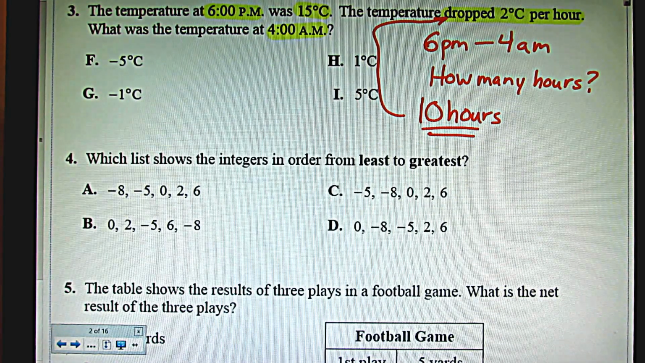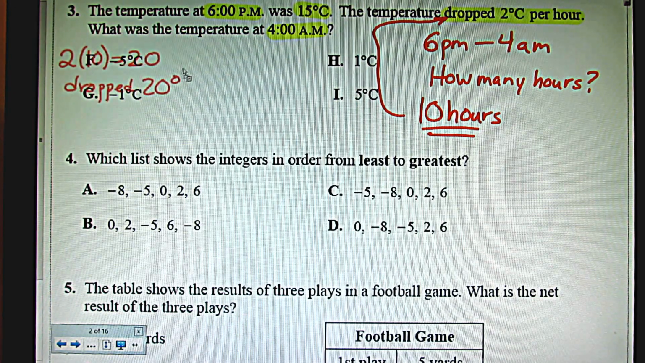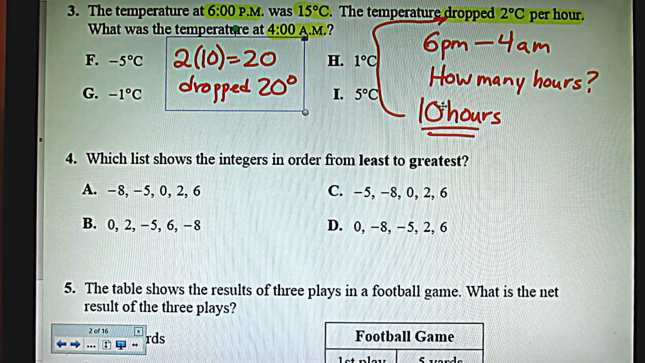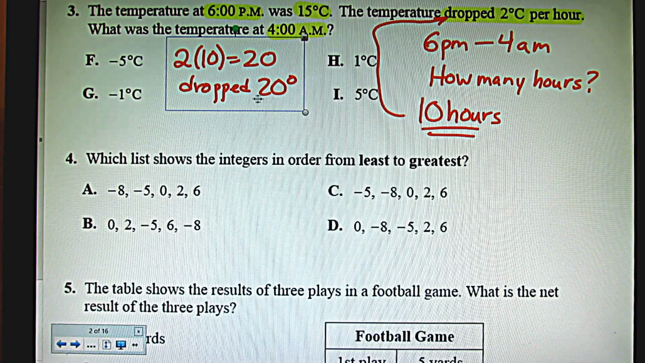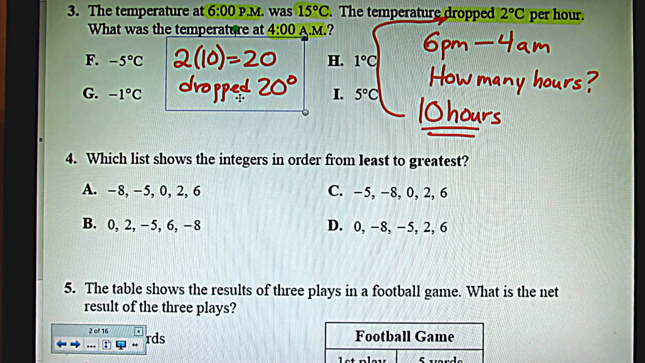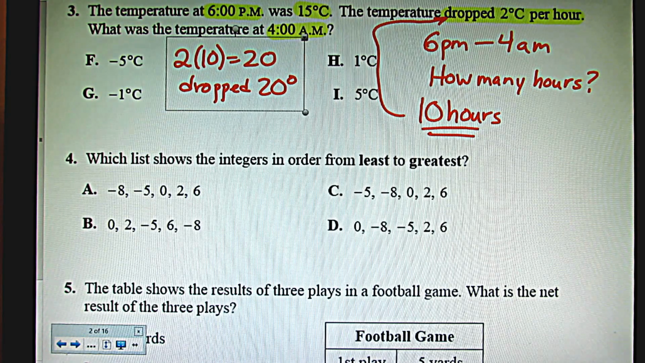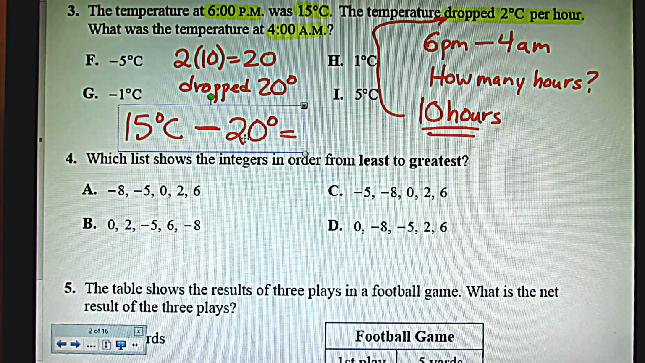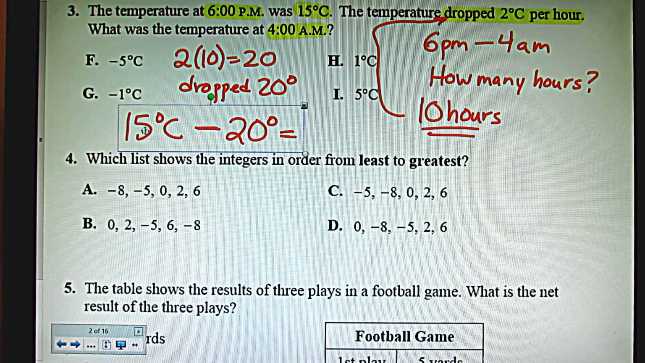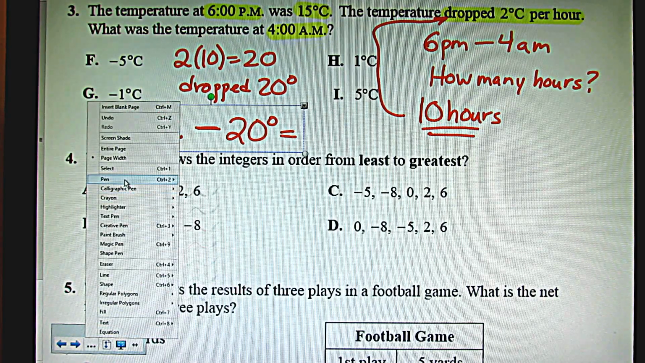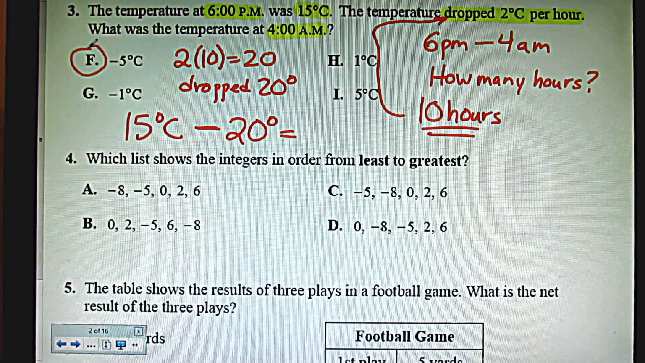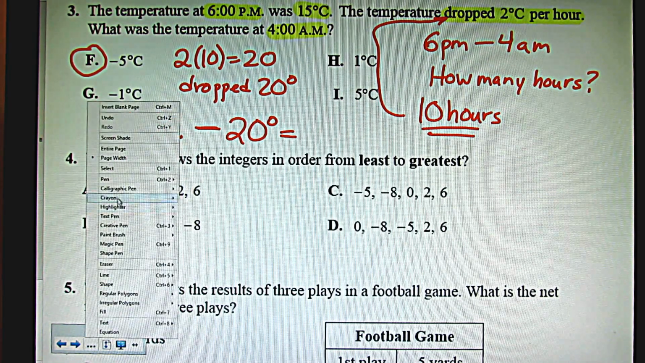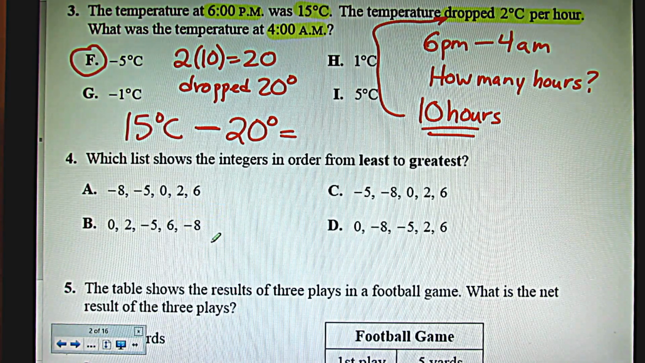Alright, so 2 degrees per hour means I'm going to have to multiply 2 times 10, which means the temperature is going to drop about 20 degrees. Okay, dropped means subtract. So I'm going to subtract 15 degrees Celsius minus 20 degrees Celsius to get my final answer. Again, in your calculator, that will be done for you, and your final answer should be -5 degrees Celsius. So question number 3, the answer is letter F, -5 degrees Celsius.